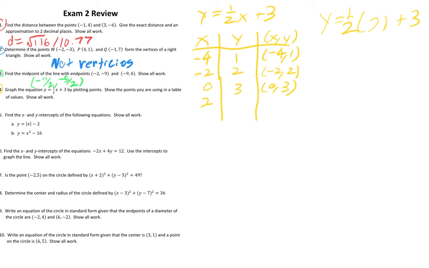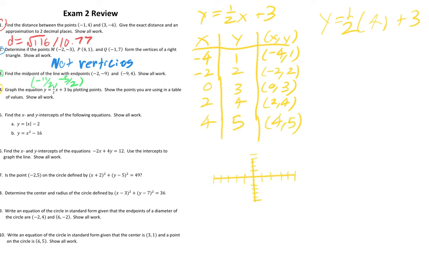So if we plug in 2, we have 1/2 times 2, which is 1, plus 3, which is 4. So we're going to have a point at (2, 4). And then now just plug in 4. So we're going to plug in 1/2 times 4, which is 2, plus 3, so 5. We have a point at (4, 5).